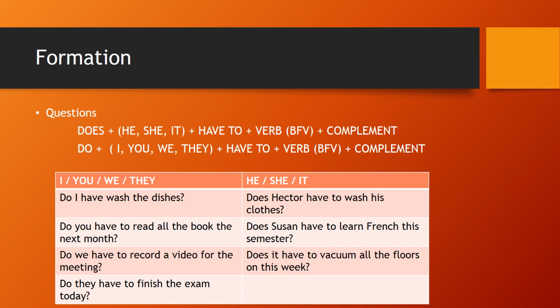Now, the last three examples on questions using third person pronouns. Does Hector have to wash his clothes? Does Susan have to learn French this semester? And the last one, does Sid have to vacuum all the floors this week?